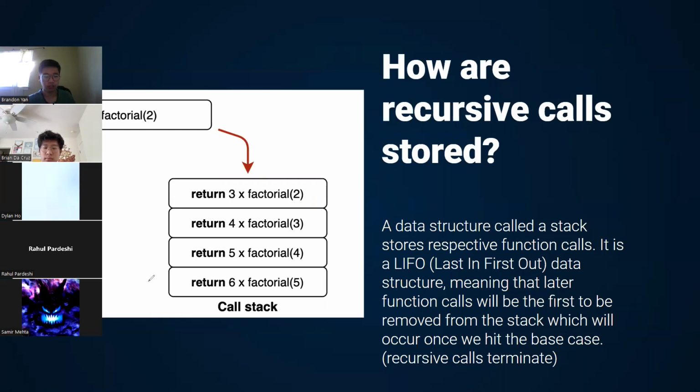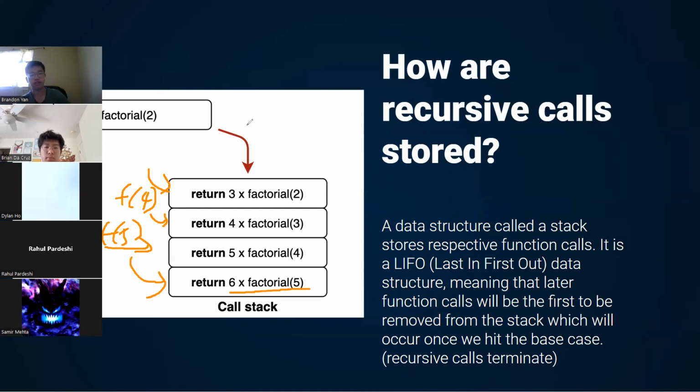So first it will call 6 times factorial 5. If we were doing factorial 6, for example, we would return 6 times factorial 5. And now this is factorial 5's function call. And in the end, it will return 5 times factorial 4. And then 4 will run and return this, and then it will keep on going up. But once we hit the base case, the stack that's on top will be the first one to be removed.